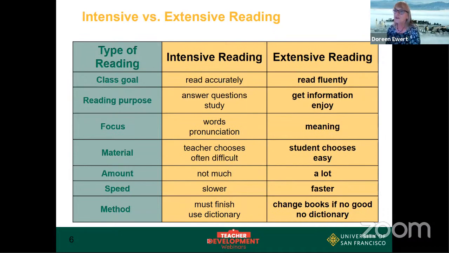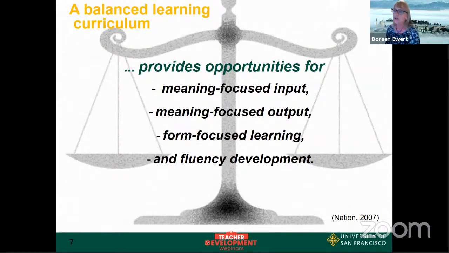Well, one of the ways to do that is to really consider what Paul Nation says is a balanced curriculum. He promotes this notion that every curriculum needs to be a balance between meaning-focused input, meaning-focused output, form-focused learning, and fluency development.